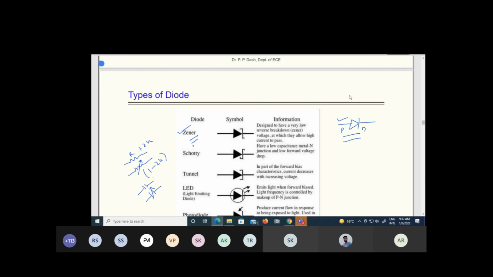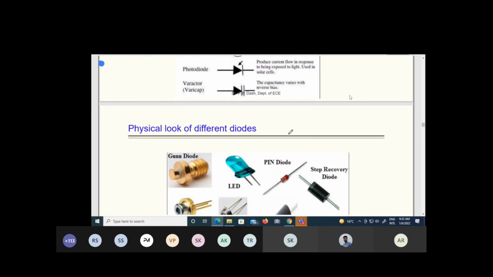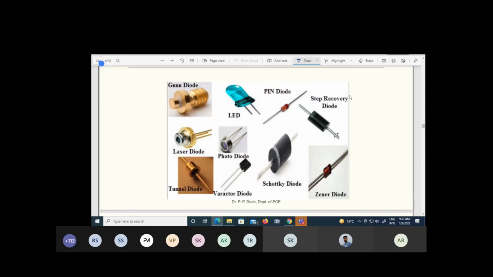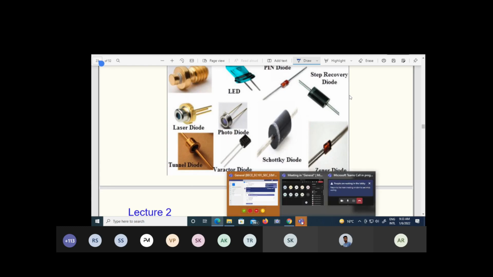These are some physical components, showing how different types of diodes look. So this is the Zener diode. You should identify at least these two diodes, the normal PN junction diode and this Zener diode. We will use these two in our lab also. We have to do the experiment and study the characteristics of these diodes.